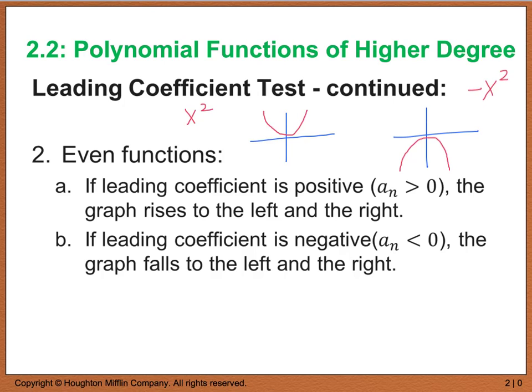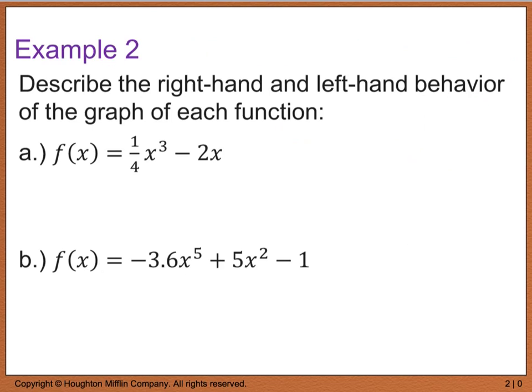So let's go ahead and take a look at an example that deals with this type of a test. Example 2 says to describe the right hand and left hand behavior of the graph of each function. So when I look at part A, which says f of x equals 1/4 x cubed minus 2x, the first thing you should take note of is the fact that I have an odd function and a positive coefficient. So because I have an odd function and a positive coefficient, you should instantly think that as we're going to the left, your graph is going to fall. As you go to the right, your graph is going to rise.